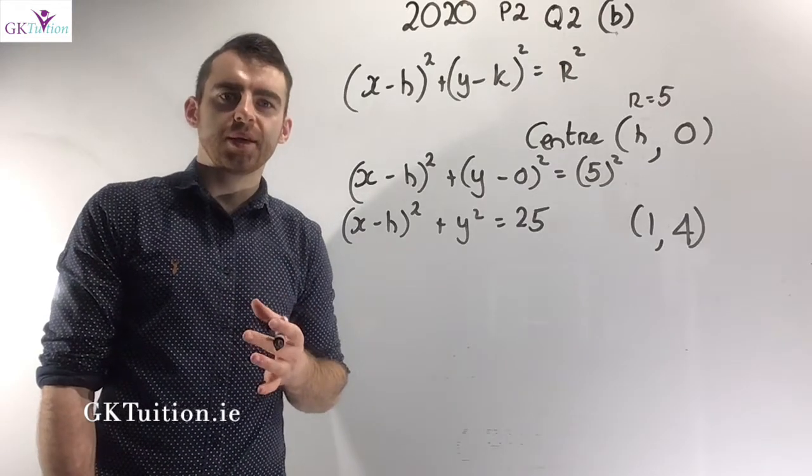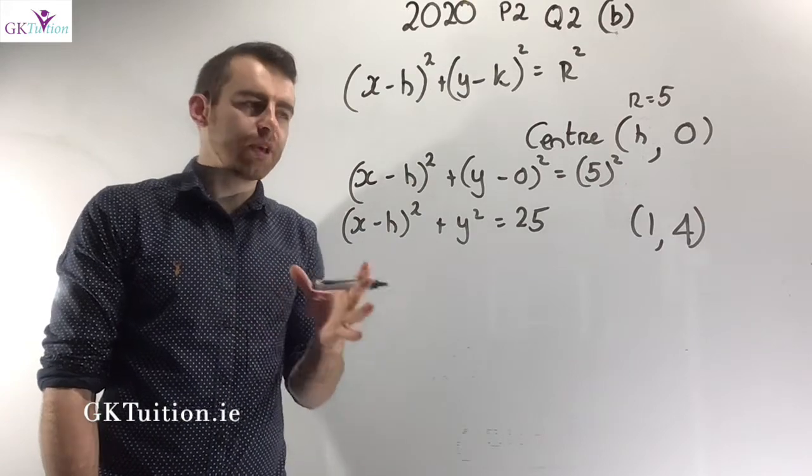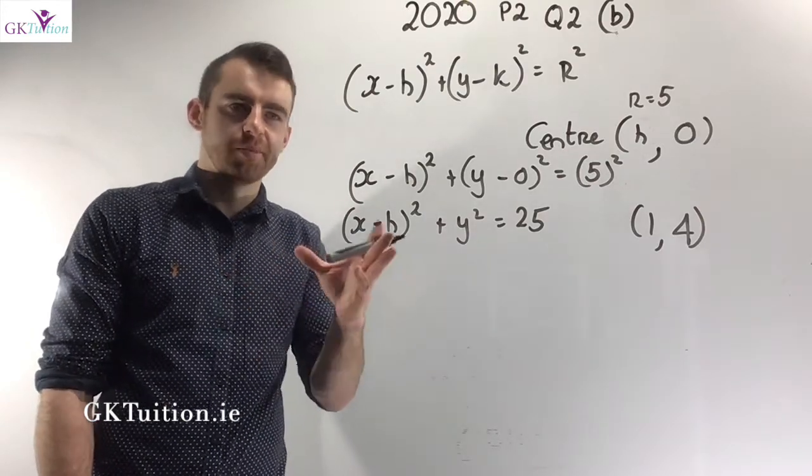Okay, in part B, we're asked to find the equation of circles C1 and C2. We've been given a load of information, 3 pieces of information about each circle.